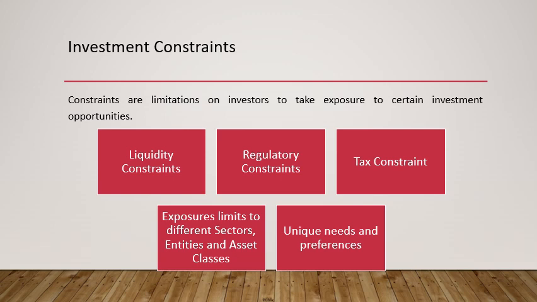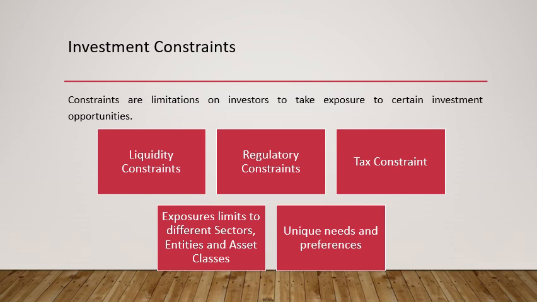There could be tax constraints also, right? So how is a particular investment getting taxed, at what stage it is getting taxed, all those factors will be part of the investment constraints. Exposure limits to different sectors, entities, and asset classes. How much can you invest in one particular entity? What kind of asset classes you can invest into, right? All those limits also become a constraint.